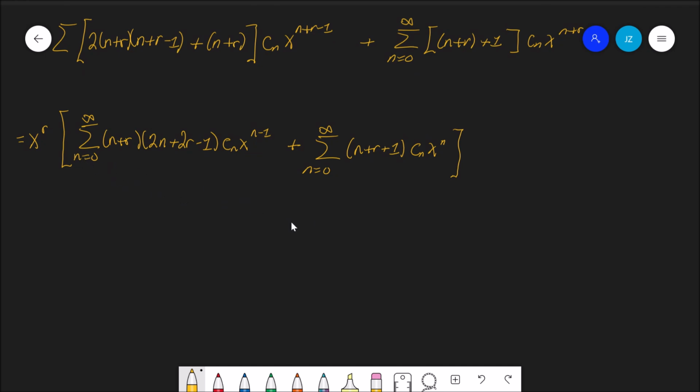Now, we want the first term of each sum to have x to the power of 0. This sum already has that. We need to pull out the n equals 0 term from here. So the n equals 0 term is r times 2r minus 1, c sub 0 x to the minus 1. Then the sum will start at 1 and go to infinity.